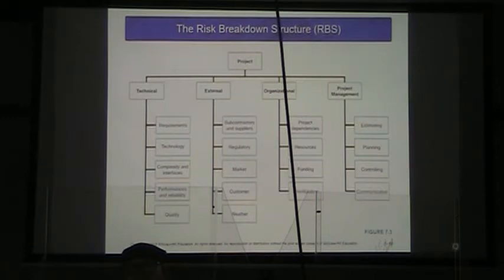External risks: our subcontractors and suppliers, are they going to be able to give us what we need on time at the quality we need? Regulatory, is the government in danger of changing the law or the regulations that govern what we're doing? And if so, what is our reaction going to be?